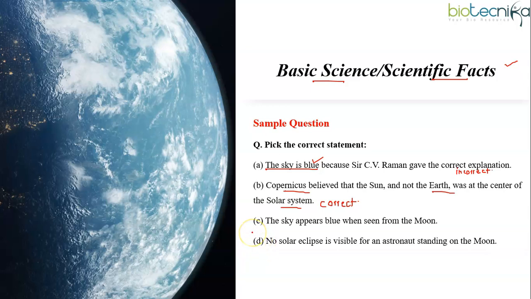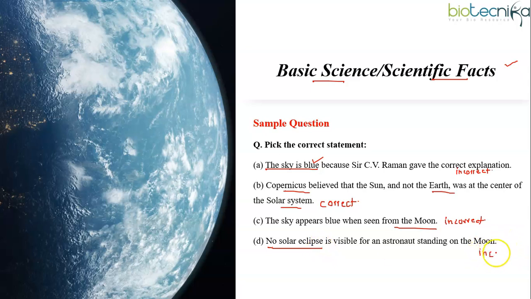Then statement C, the sky appears blue when seen from the moon. Now this statement is again incorrect. The moon lacks an atmosphere, which means that there are no molecules to scatter sunlight. As a result, the sky appears black when viewed from the moon, even during the lunar day when the sun is shining. And statement D, no solar eclipse is visible for an astronaut standing on the moon.